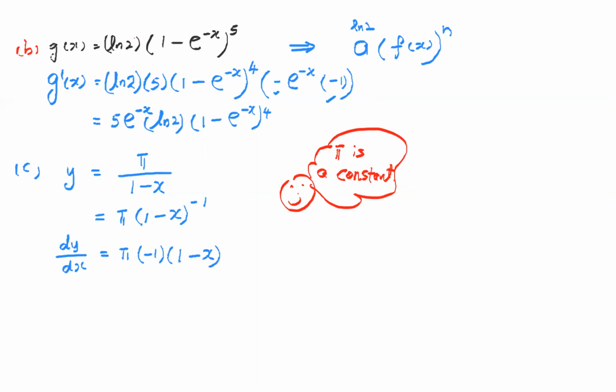You should write down the answer before I write down. That's why I pause. Power take away 1. Times by the rate of change of the function that is in the bracket. That is negative 1. You see, I purposely set it in such a way. I don't want to put plus. I purposely put it minus. So it will become pi divided by 1 minus x squared, because negative times negative, we get positive.